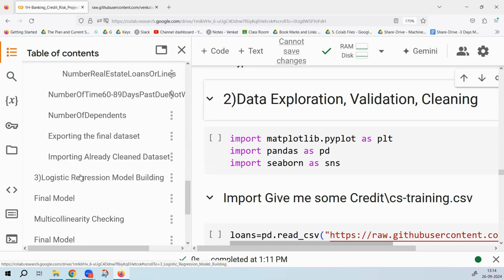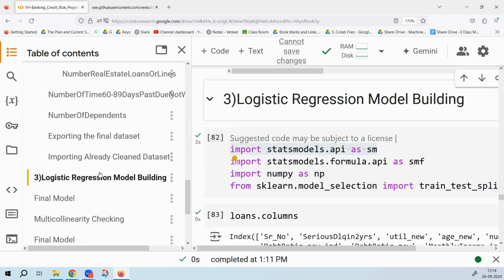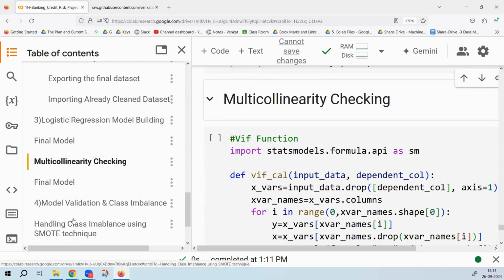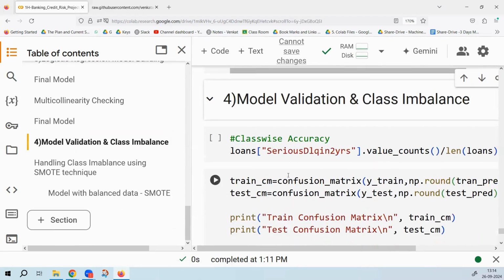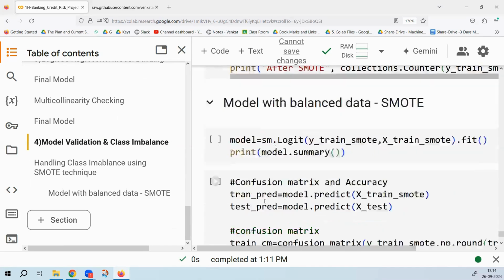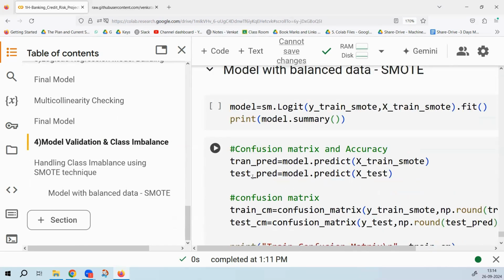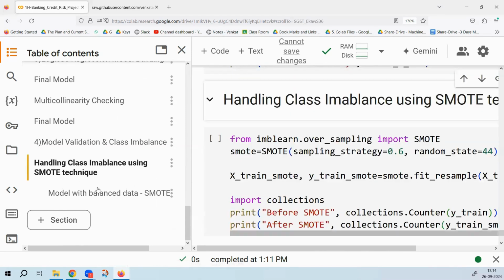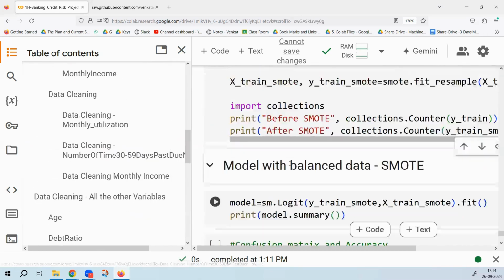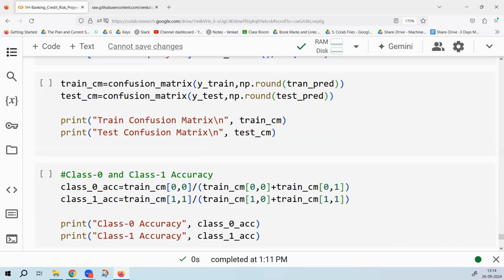And then model building, explain a couple of steps, and then multicollinearity checking. Based on multicollinearity, we drop the variables, and then based on p-value, we drop the variables. Finally, once we validate the model, what we found as the biggest issue is that the class that we are looking for, class 1 accuracy, is very low due to the class imbalance issue. And then finally, we dealt with it using the SMOTE technique to improve the accuracy of the class that we are looking for. So those are the steps.